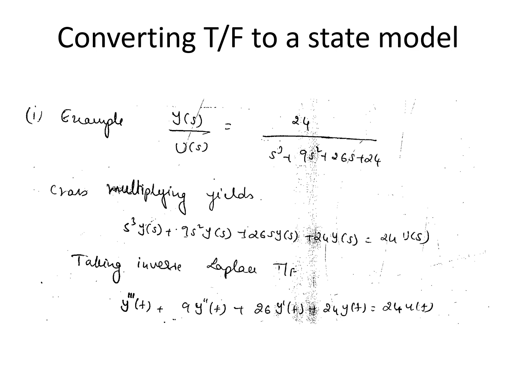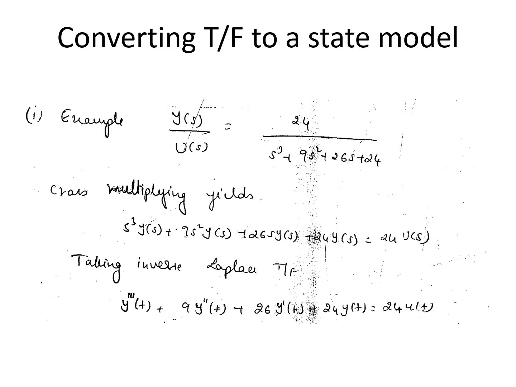So this is another example which is given here. You need to convert the transfer function to a state model. So the transfer function is given. First thing is you are supposed to cross multiply your values and take the inverse Laplace transform and convert it into the time domain. By converting it into the time domain, we are getting y triple dash of t plus 9y double dash of t plus 26y dash of t plus 24y of t equal to 24u of t.